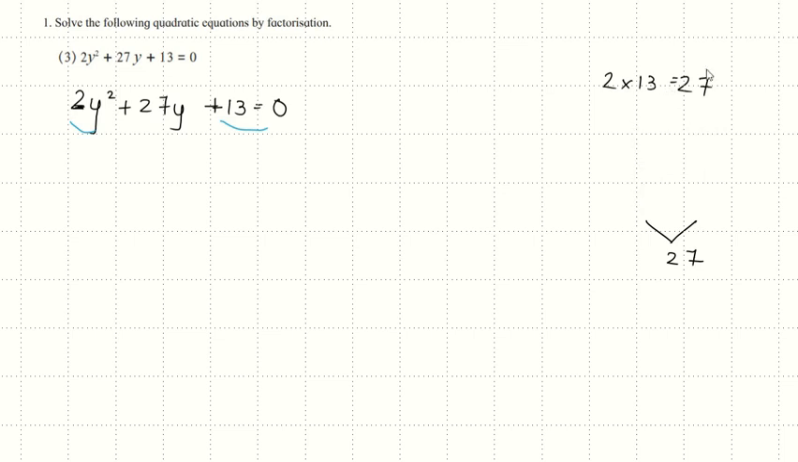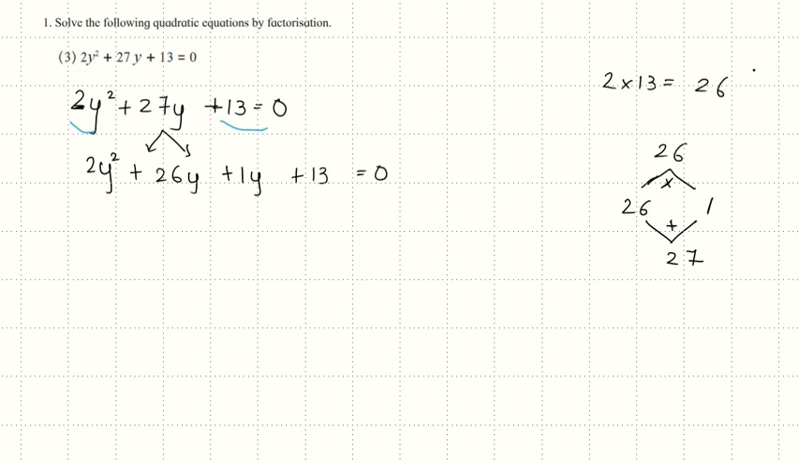2 into 13 is 26, and this 26, when we get two terms, their multiplication should give us 26 and their addition should give us 27. So if we see in the table of 26 into 1, we get multiplication as 26, and 26 plus 1 will give us 27 on addition. So writing it down in the equation, 2y square plus this 27 will get split into two terms, 26y plus 1y plus 13 is equal to 0.